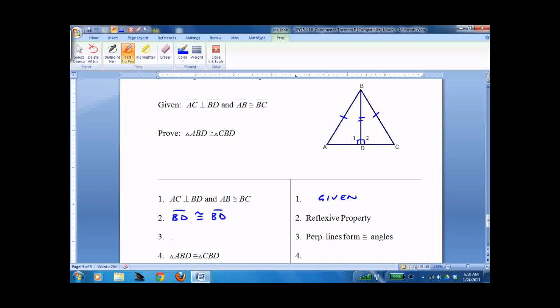Now, a lot of people say, oh, it's HL, done. Well, you've got to say that these angles are congruent. You can't just say done. You have to actually make that point. So I drew in the angles so you don't have to make a big nasty angle BDA is congruent to angle BDC. Just angle 1 is congruent to angle 2.